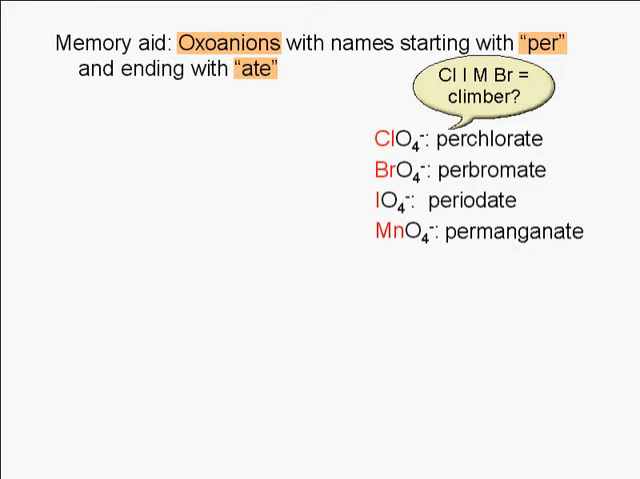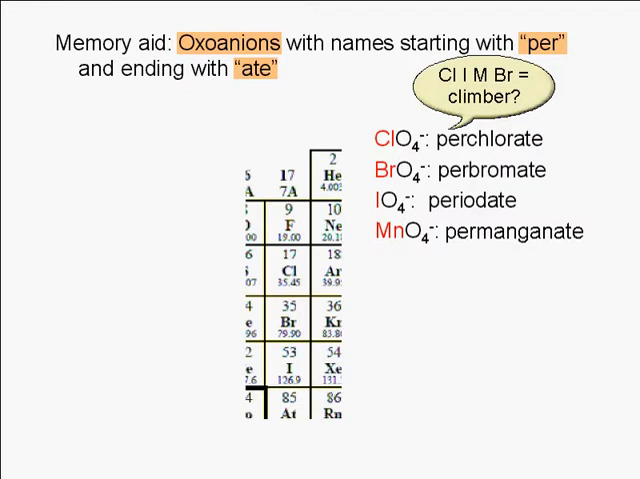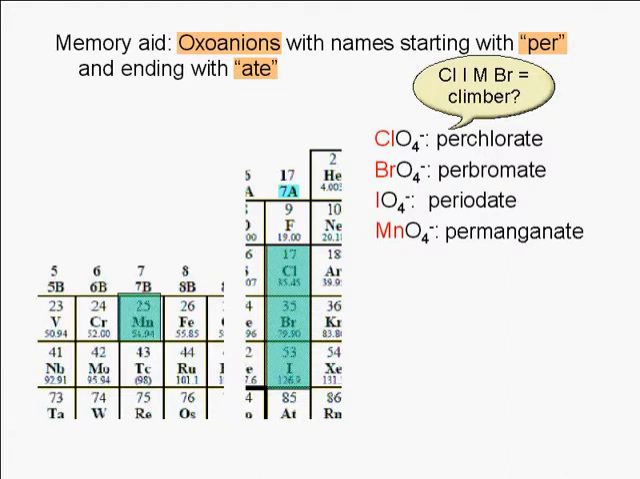Let's locate these elements in the periodic table. Here are chlorine, bromine, and iodine. They all belong to column 17 or group 7A. And here's manganese. It belongs to column 7 or group 7B.